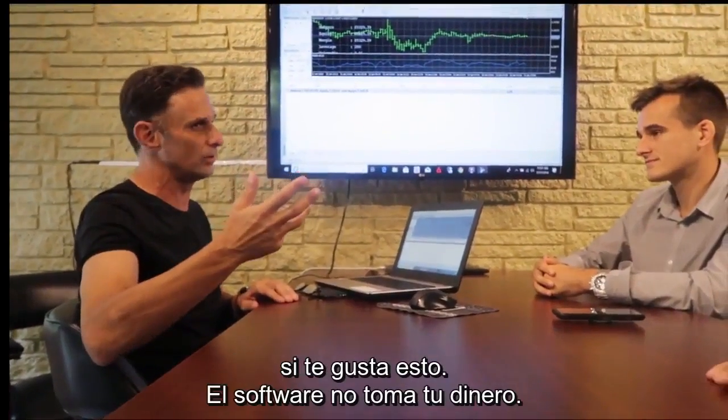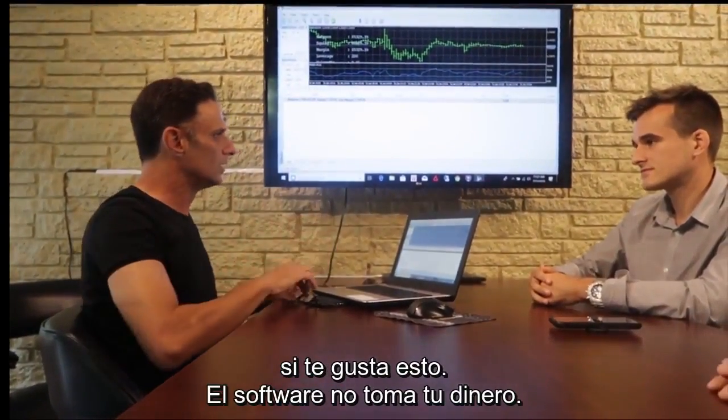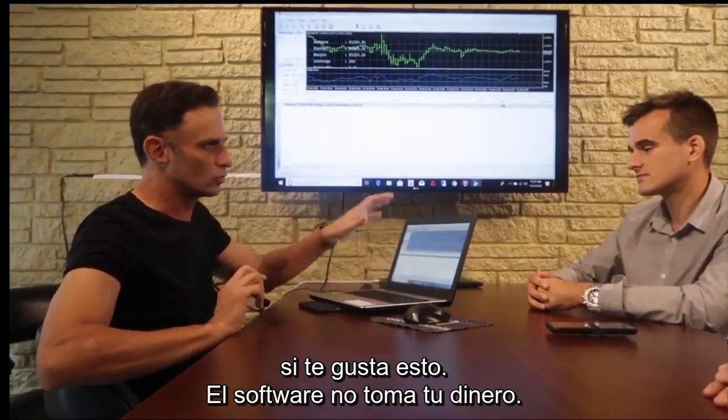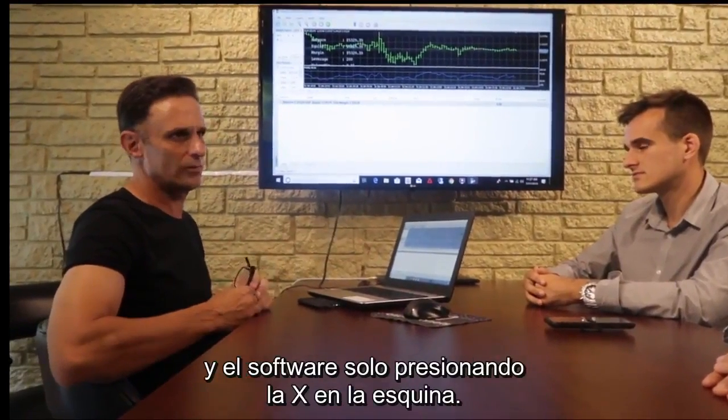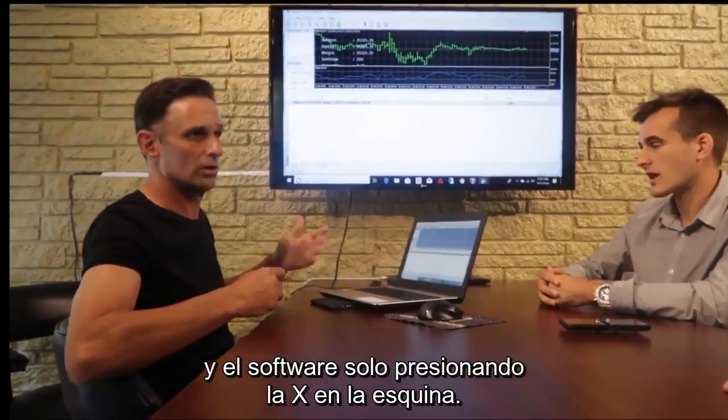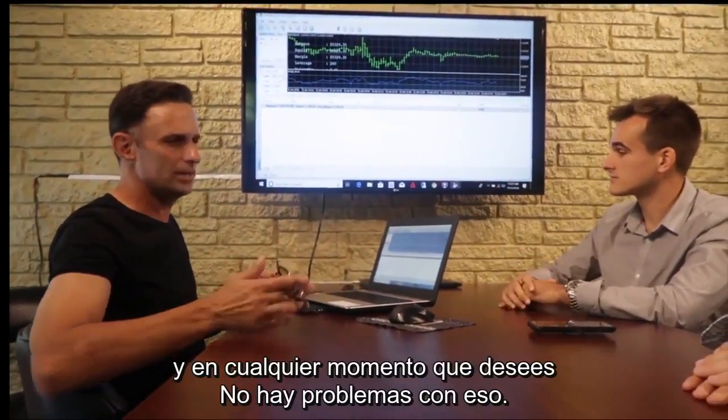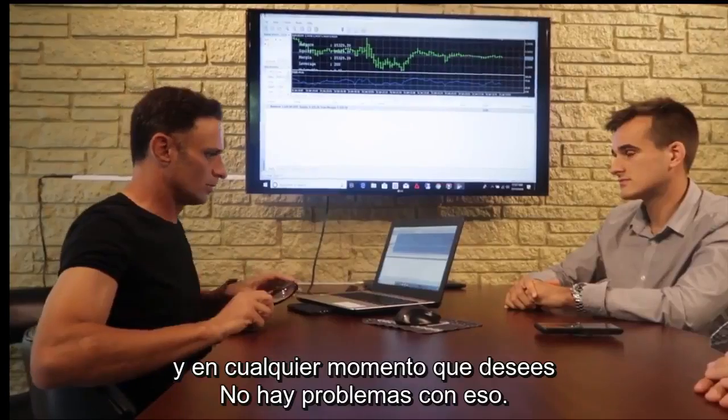But what is nice is if you are into that kind of thing, the software doesn't take control of your money. You can close a trade out anytime you want in the software just by hitting an X in the corner. So I can withdraw my money whenever I want. Anytime you want. There's no ifs, ands, or buts about it.